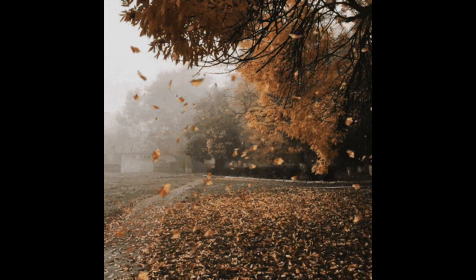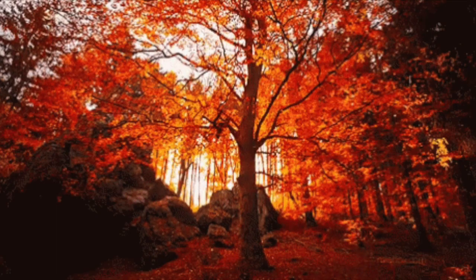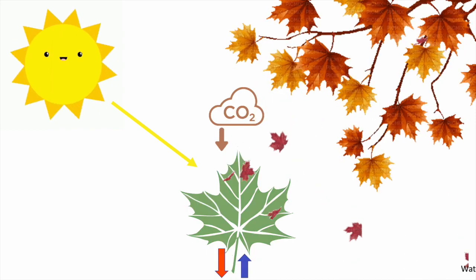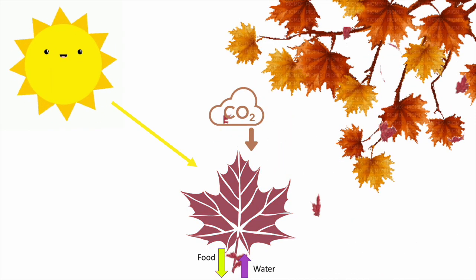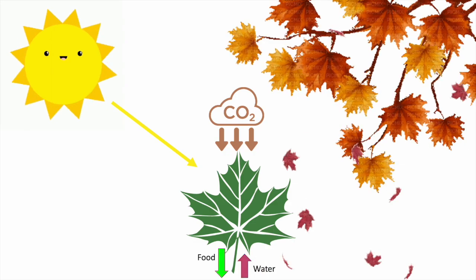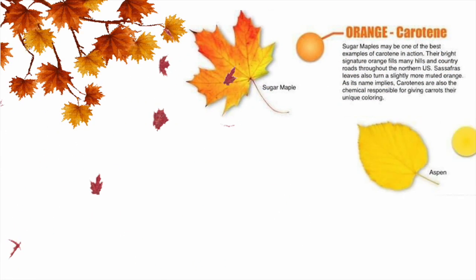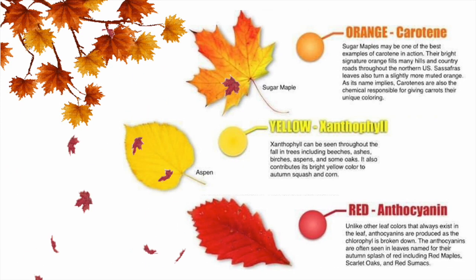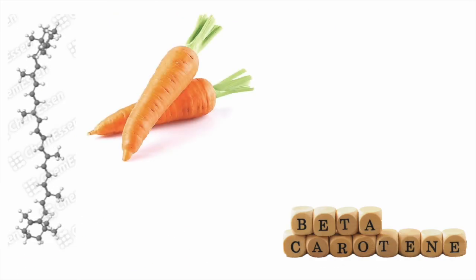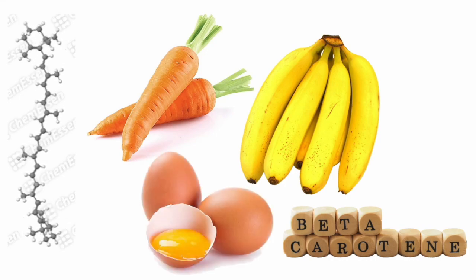In autumn, changes occur in deciduous plant leaves before they finally fall from the branch. Chlorophyll breaks down and leaves change color when water and sap stop flowing into the leaves. As the green fades, orange color from the pigment carotene and yellow color from the pigment xanthophyll appear. These pigments are also found in foods like carrots, bananas and egg yolks.